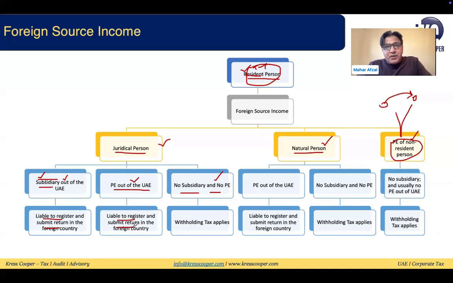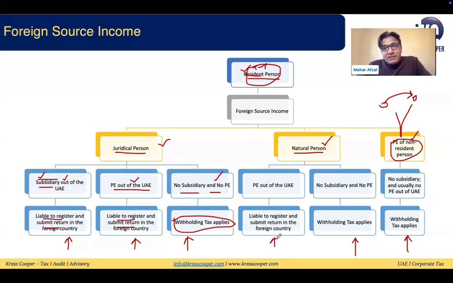If there is no subsidiary, no company, no PE, then most of the time they are generating income and tax will be withheld. Here, in most of the cases, withholding tax provisions will not be applicable, unless they have withholding tax on the repatriation of the dividend. Here, in most of the cases, withholding tax provisions of the respective country will be applicable. Here, they will be liable to register and submit the return. Based upon this, they will be liable to pay the tax.